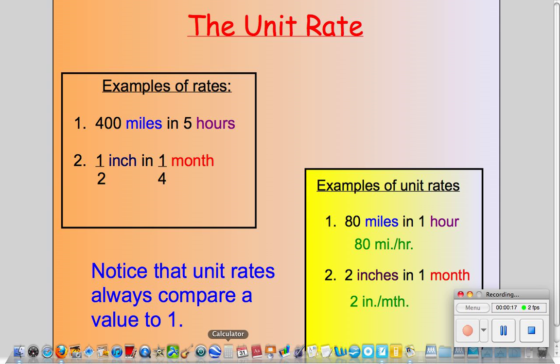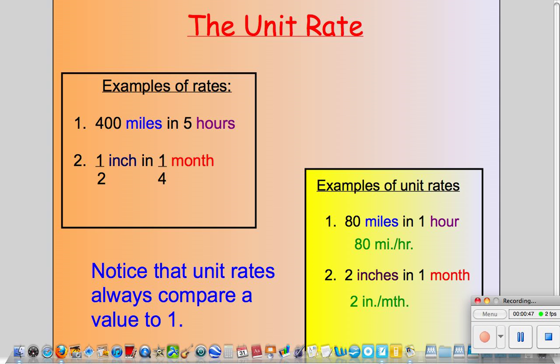So you can see in the left box, I've written down two different rates. The first one is 400 miles in 5 hours. That's a rate. It's a ratio that compares two values with different units. In the first example, it's miles to hours. In example 2, you can see that the rate is 1/2 inch in 1/4 month.